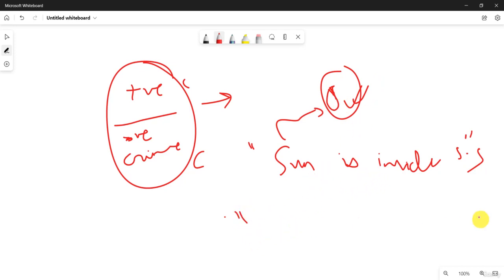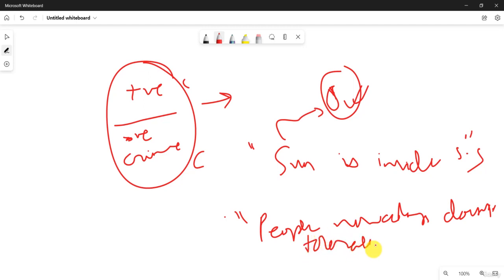If I have an opinion, let's say, people nowadays do not tolerate racism, let's say this is my sentence, then it is kind of my opinion. So if it is an opinion, its value of subjectivity will be close to 1.